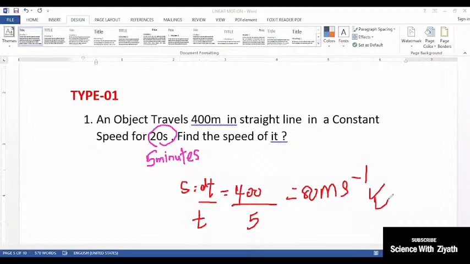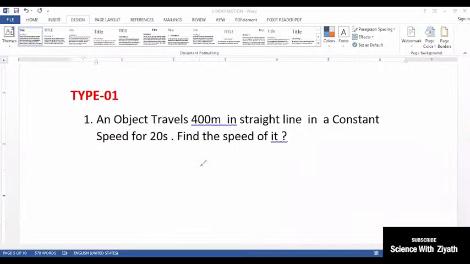Can you do it? No, sir. This minute should be changed into seconds. Very simple question, but you will get this one wrong by mistake. Definitely speed is equal to 400 over distance, if it's 5 minutes, 5 into minutes, 1 minute equals 60 seconds. So 5 into 60 seconds.